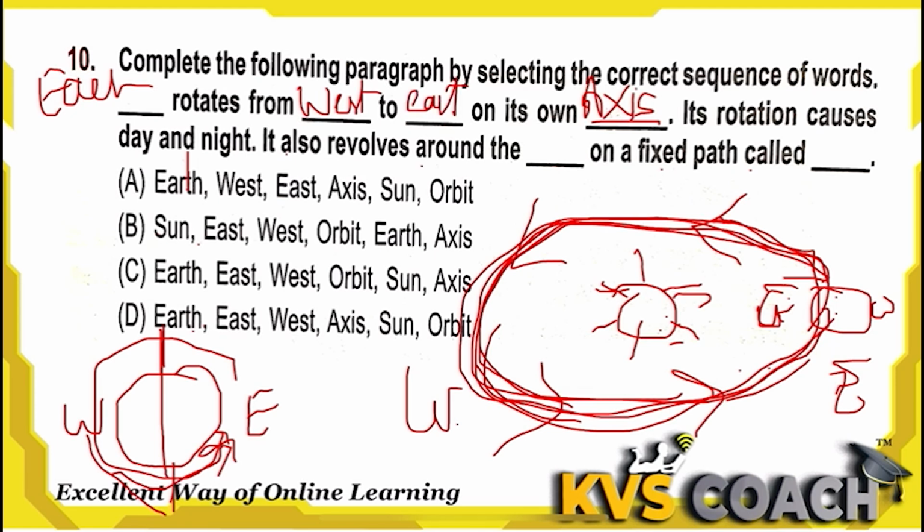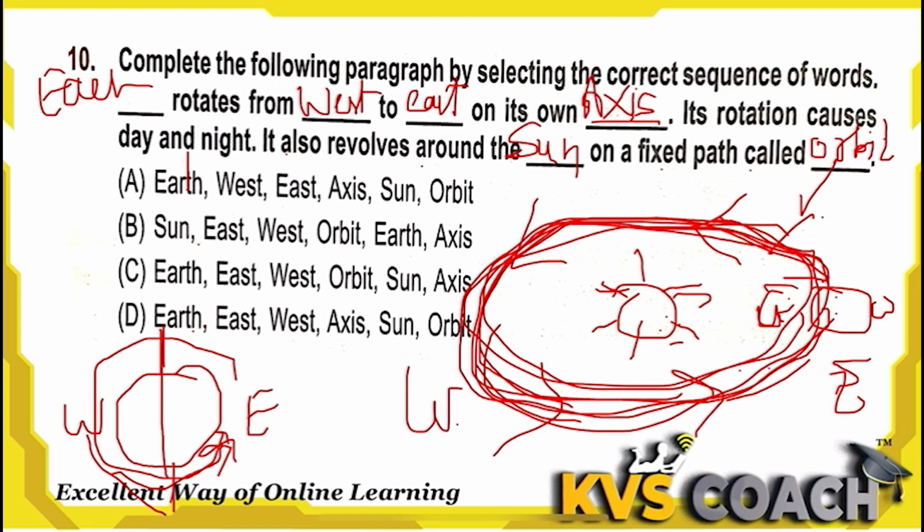It also revolves around the sun on a fixed path, that is called orbit. This is the orbit in which earth revolves. This is called orbit. So which is the answer? Answer A is the right answer.